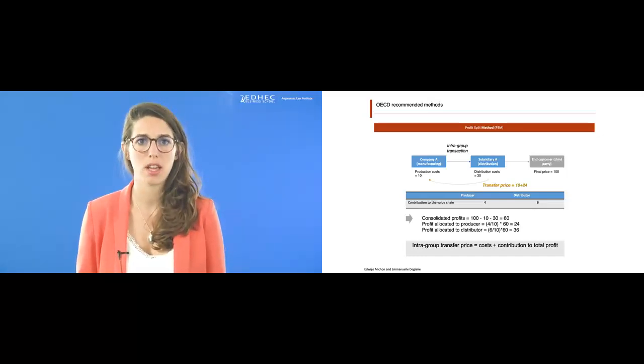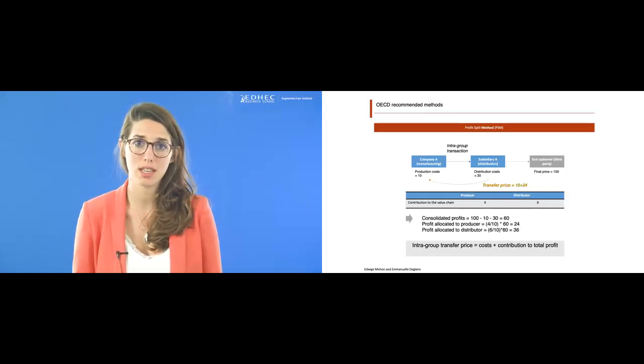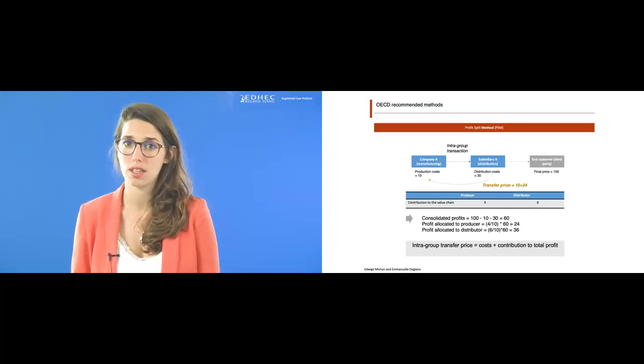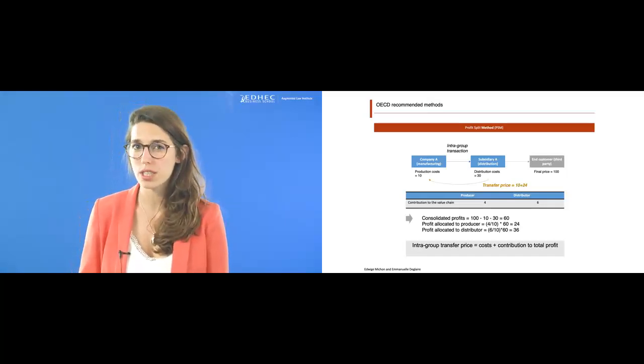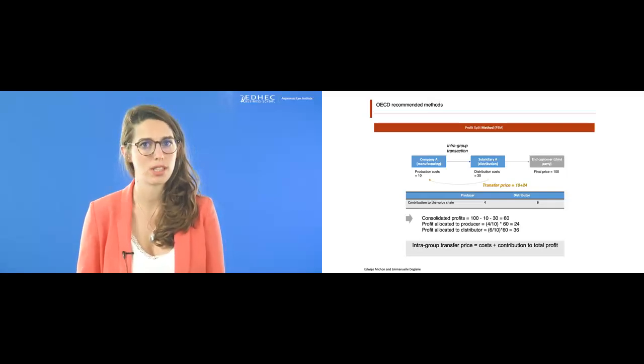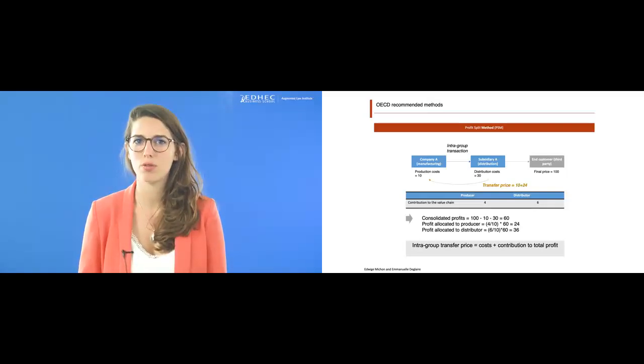out of 10. Company A will thus receive 4 out of 10 of 60, and the subsidiary will receive 6 out of 10 of 60. 4 out of 10 of 60 being 24, and 6 out of 10 being 36. Company A will receive 24 euros of the benefits, and the subsidiary will receive 36 euros.